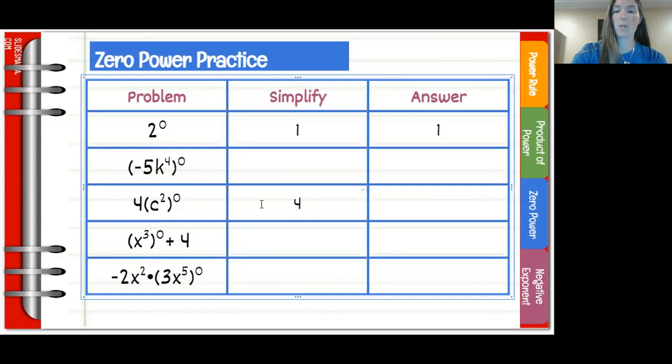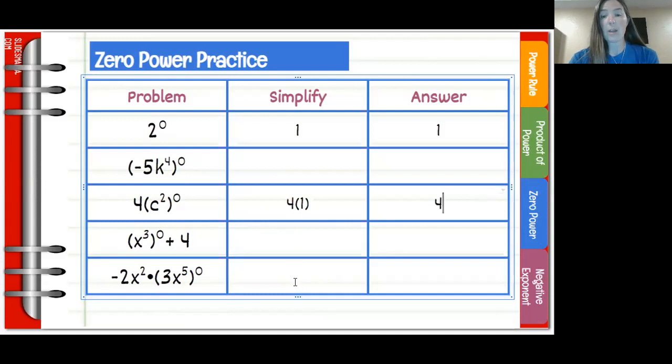So I've got 4 times c squared raised to the zero power. If we use our power to the power rule, 2 times 0 is 0, so I still have the zero power, which is just 1. Then 4 times 1 would just give me 4. So that would be our solution, okay?